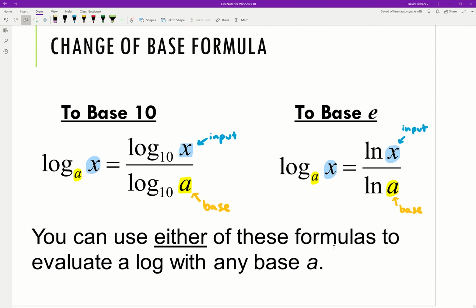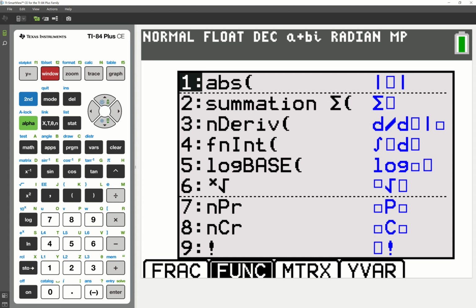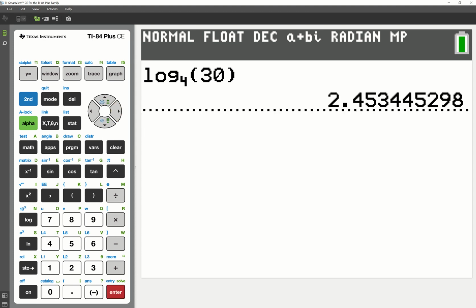So it turns out that specifically in the TI-84, it does have the functionality to be able to calculate a log with any base. To do that, you just want to go ahead and press alpha, window, and then you want the fifth item in that list, so just press the number 5 key, and it'll pull it up for you. And you can see here that you have prompts for both the base of the logarithm and for the input. It gives you the ability to go ahead and take a look at an example like the one we're about to look at, which is the log base 4 of 30. And if you press enter, it'll actually perform that calculation for you really easily.